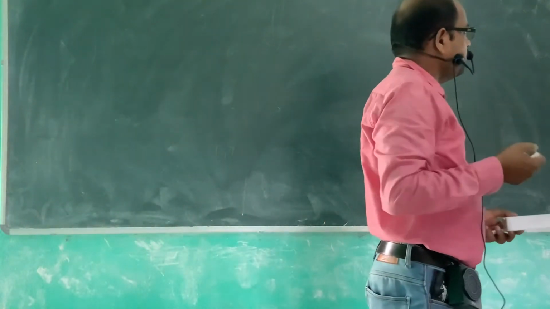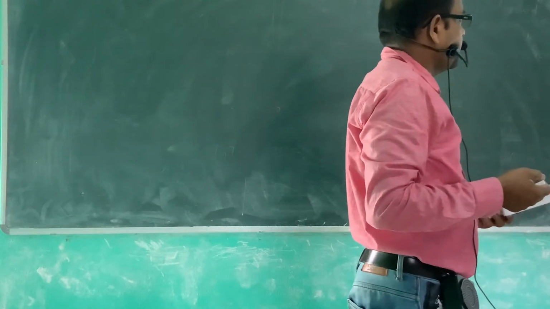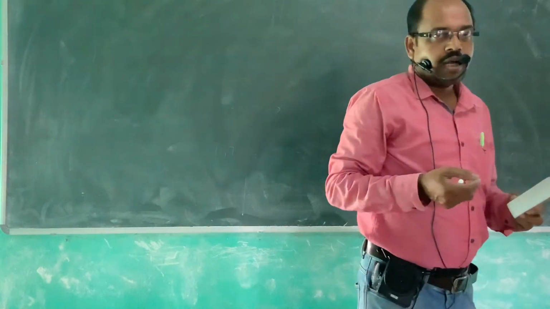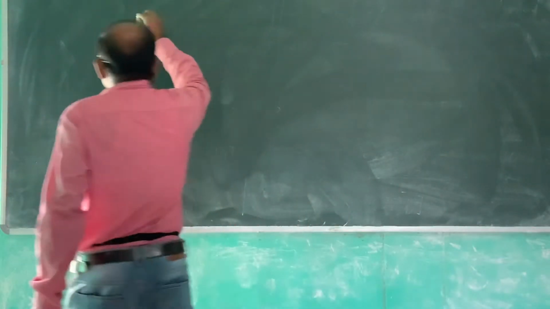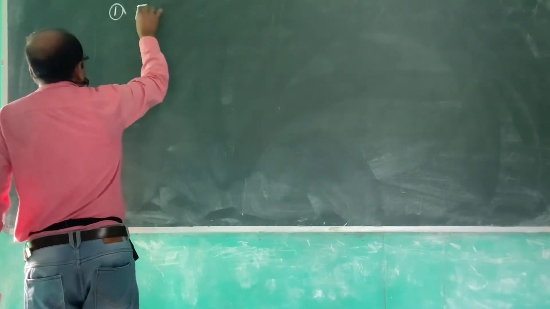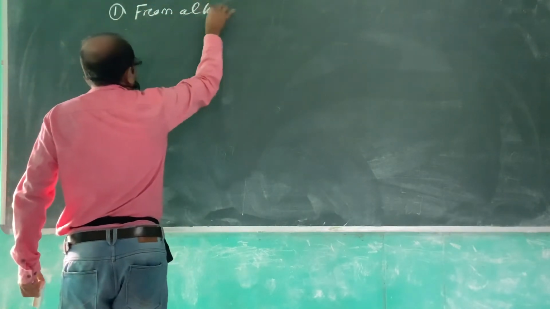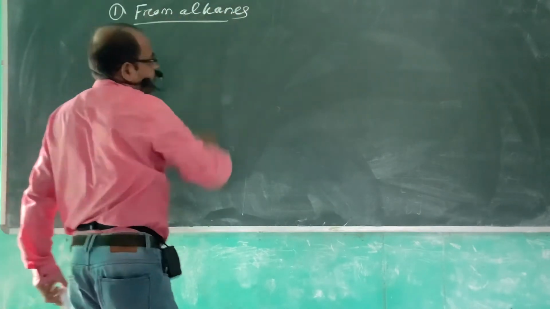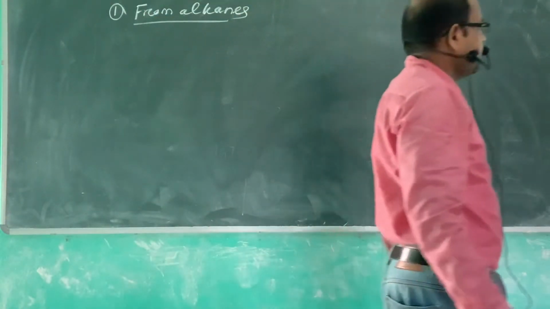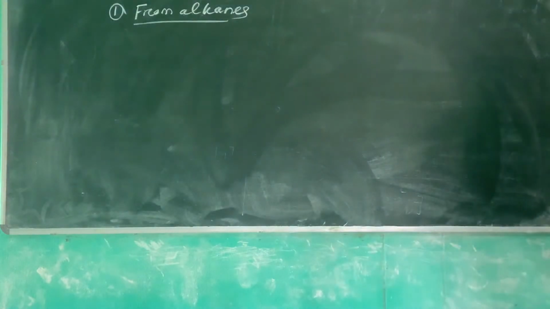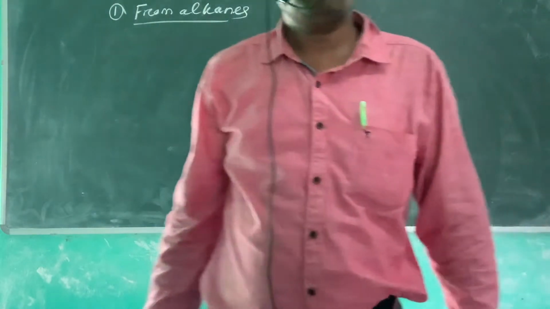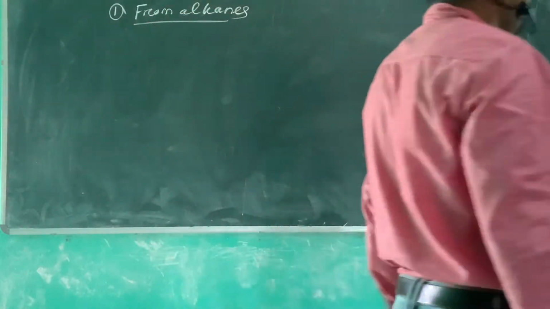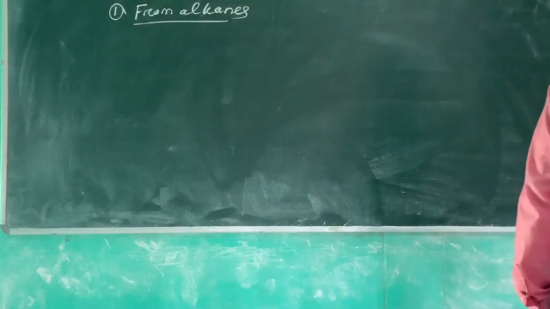Today I am going to discuss methods of preparation of haloalkanes from alkanes. Lower alkanes in the gas phase react with the halogen in presence of diffused sunlight to produce corresponding alkyl halide.